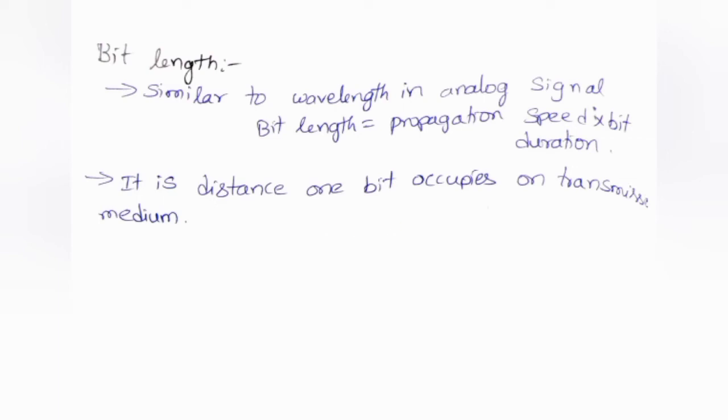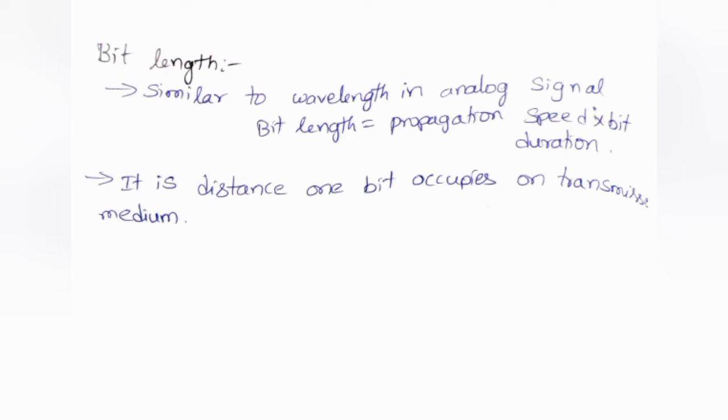It is similar to the wavelength in analog signals. If you want to know more about the wavelength, you can watch my previous video of the analog signal. The distance one cycle occupies on the transmission medium in an analog signal is called the wavelength. Similarly here, the bit length is the distance one bit occupies on the transmission medium.